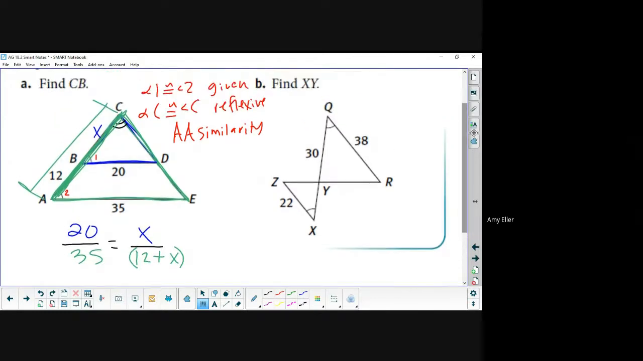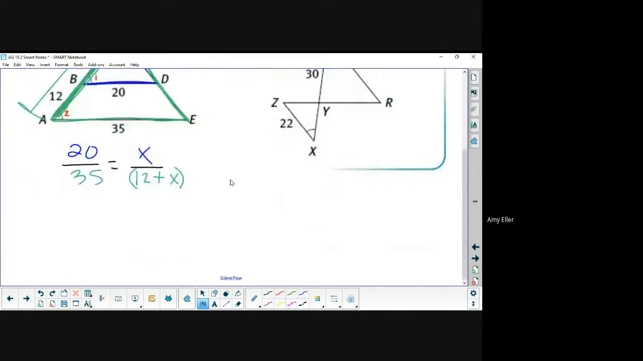Questions on the setup? Okay. This one is a little more difficult with the cross multiplying, but shouldn't be too bad. Let's do this easy cross first. 35 times x. When I multiply the other cross, I just need to remember to put it in parentheses, just like it says.